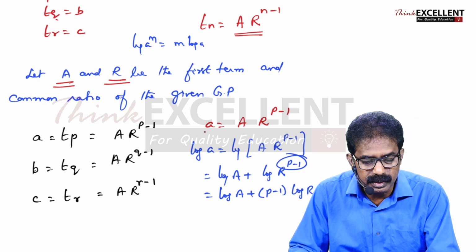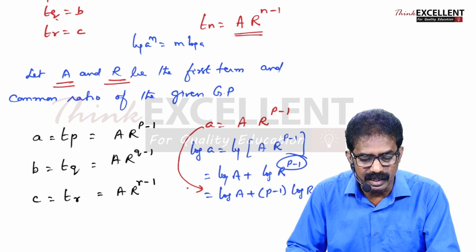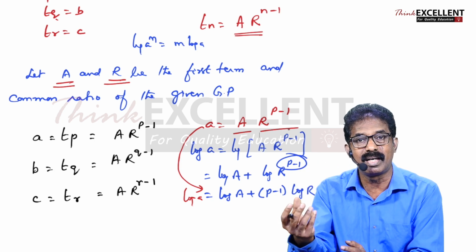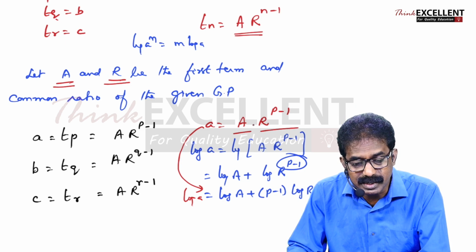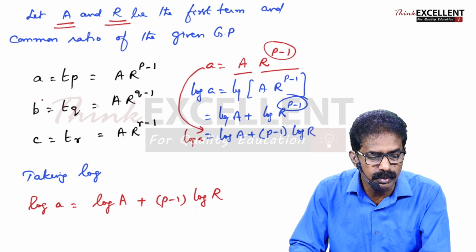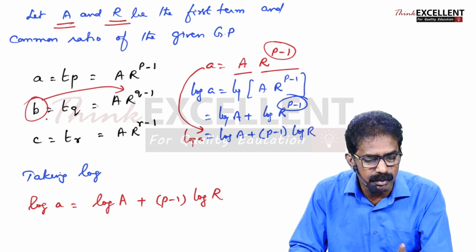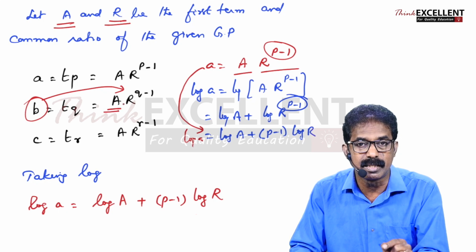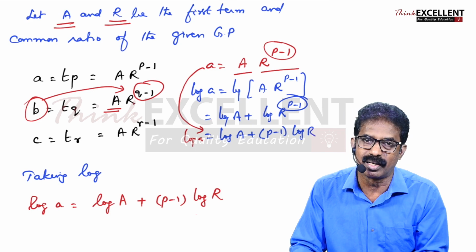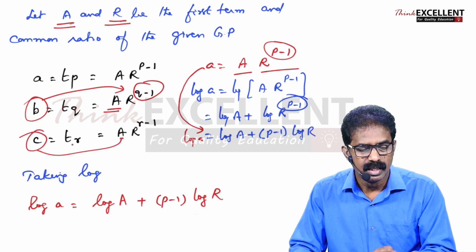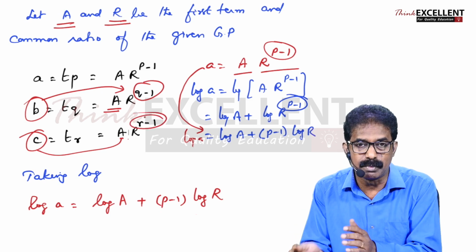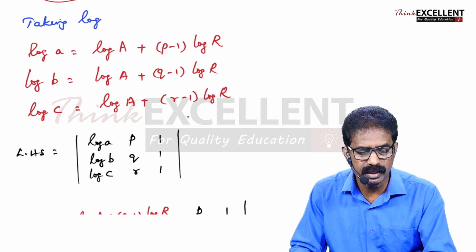From here, can you write it directly? Left side is log a. Here it is a product, so log of first plus log of second, and for the second, the power comes in front. So log a equals log A plus p minus 1 log R. In the second one, log b equals log A plus q minus 1 log R, where instead of multiplication you put plus and the q minus 1 comes in front. In the third, log c equals log A plus r minus 1 log R. So these are the things you are writing.